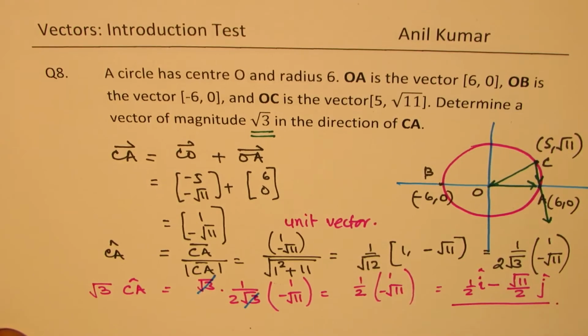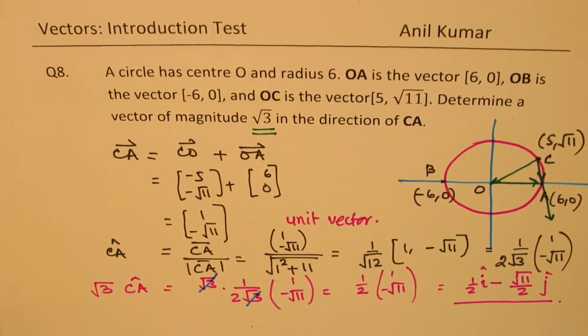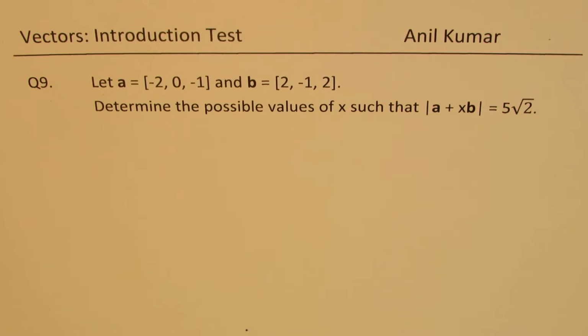Either way, that is a vector in the direction of CA with the magnitude of square root 3. Is that clear? So that is how you could answer this question. Here are 3 thinking and application questions on introduction of vectors.